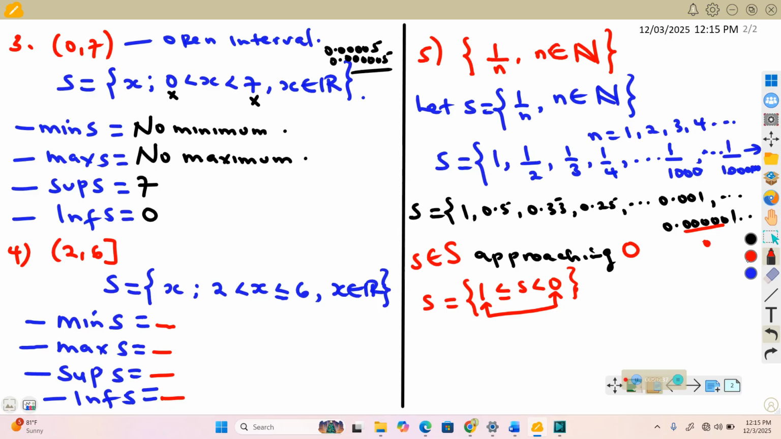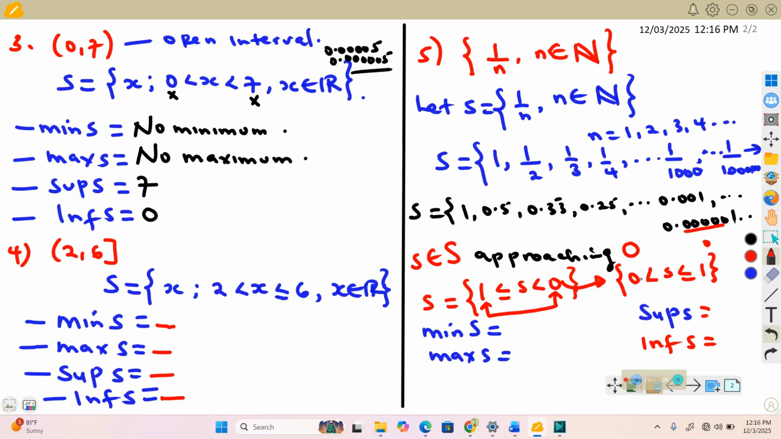So if this is our set, for this case you must now be in position to get the minimum of this set, the maximum of this set, the supremum of this set and the infimum of this set. So what will be the minimum? The minimum is the smallest value in this set. I can rewrite it so it cannot confuse you. So this is 0 less than S, where S is an element from this given set, less than or equal to 1.